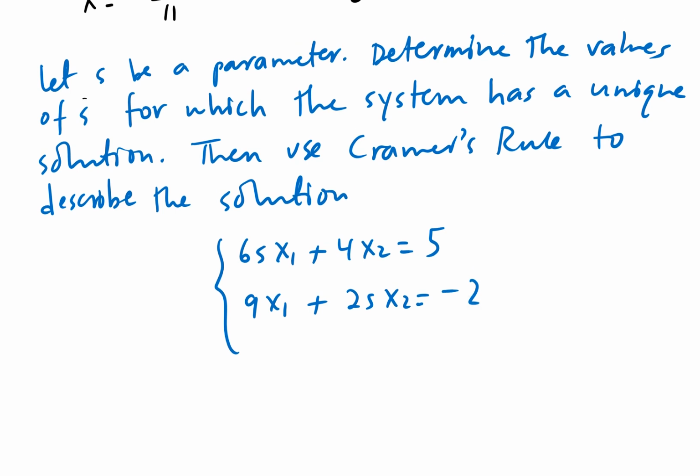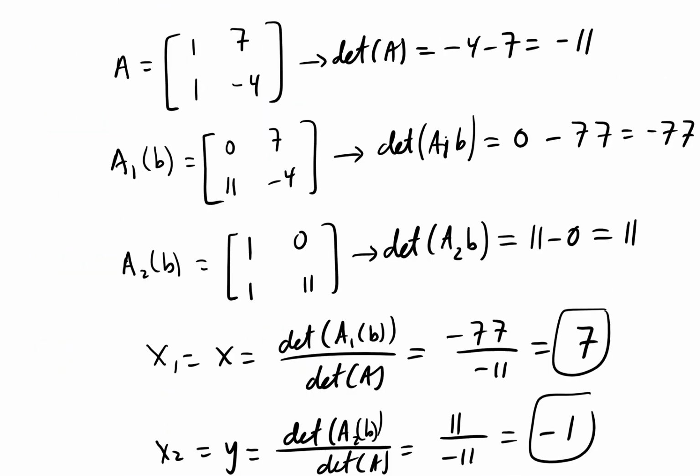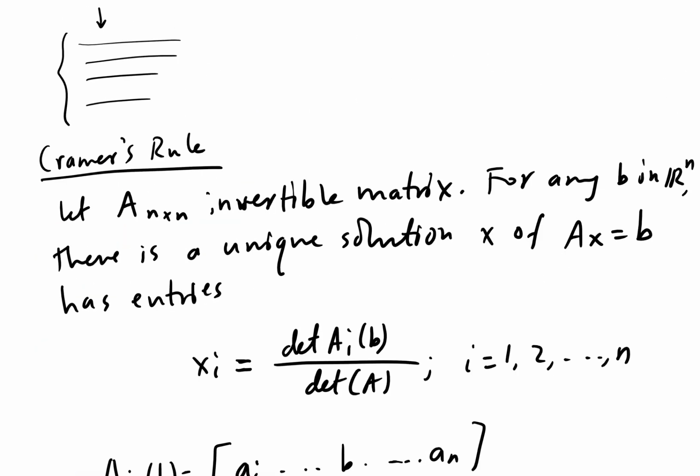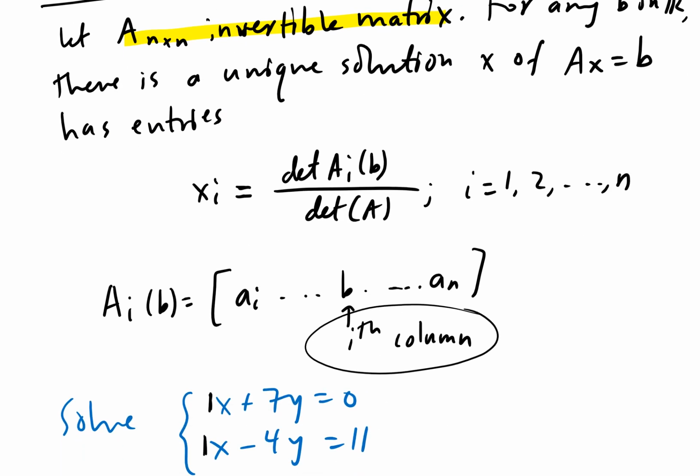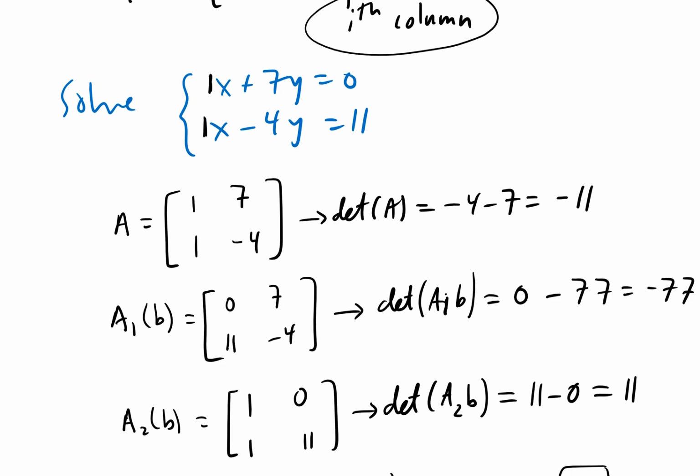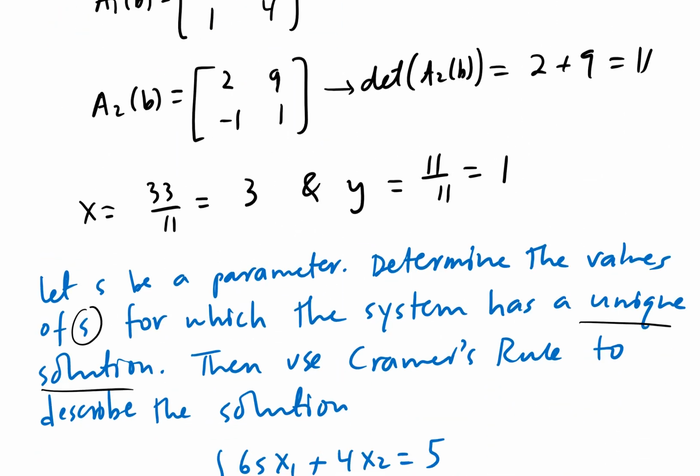So they want us to find s for which the system has a unique solution. Unique solution means we need to make sure, if you go back up to Cramer's rule, it says here the first thing: A is invertible, which automatically means the determinant is not 0. And why is that? Because if you look at the procedure here, when we find the xi's, we divide by the determinant, and we can't divide by 0 in mathematics. So that's why, in order for this to have a unique solution, the determinant cannot be 0.